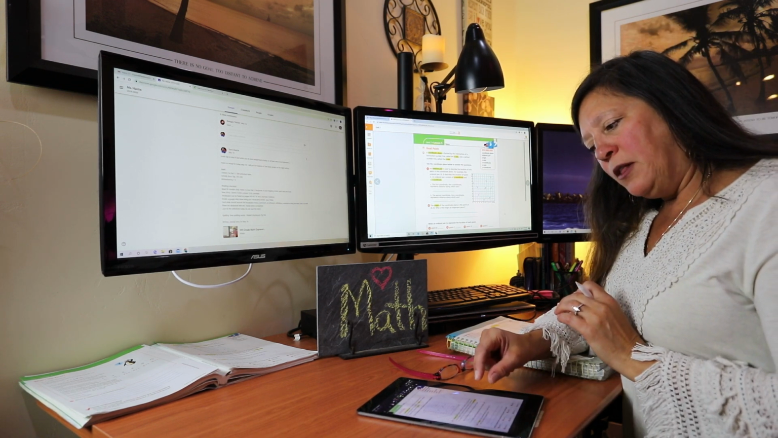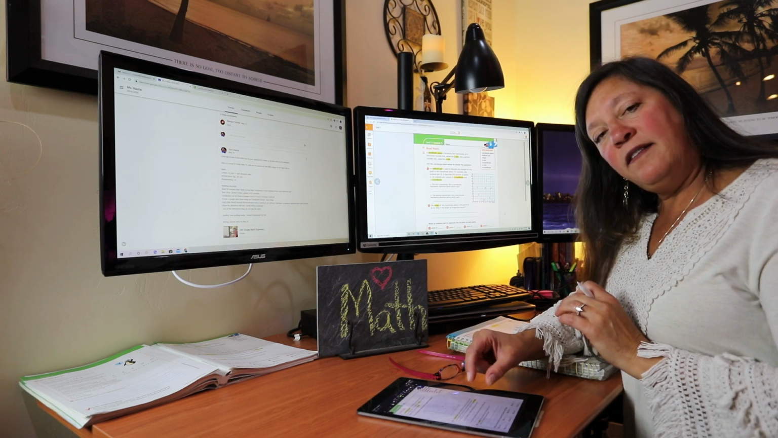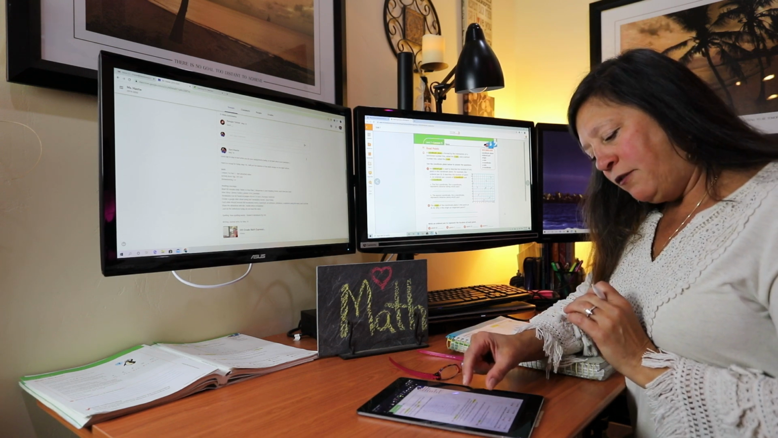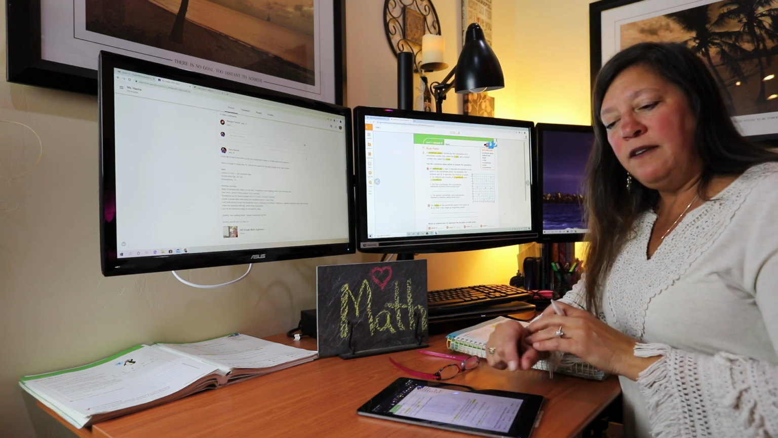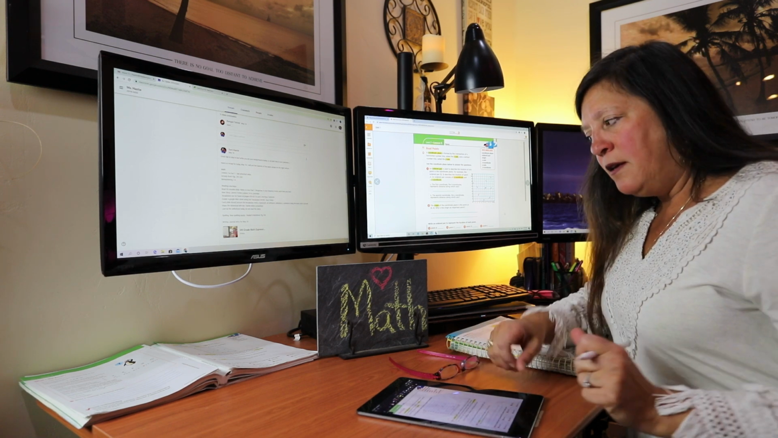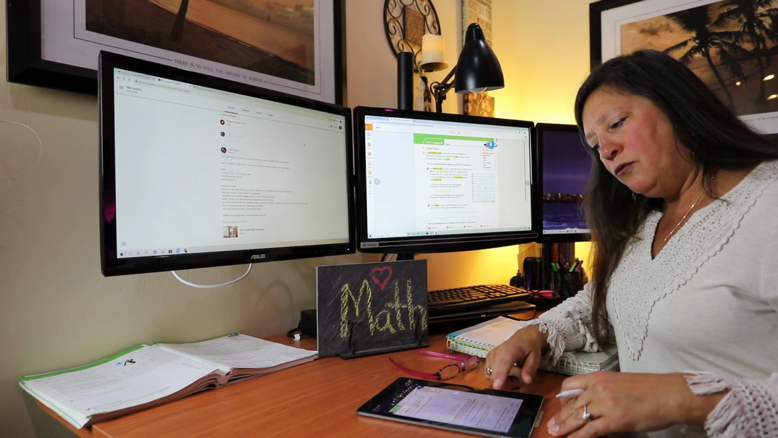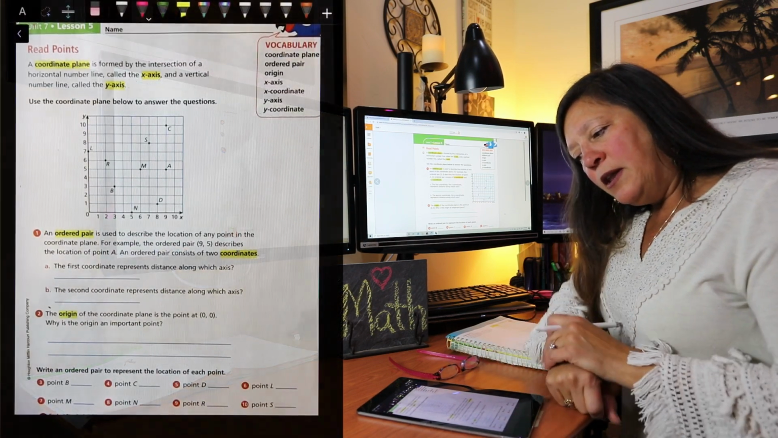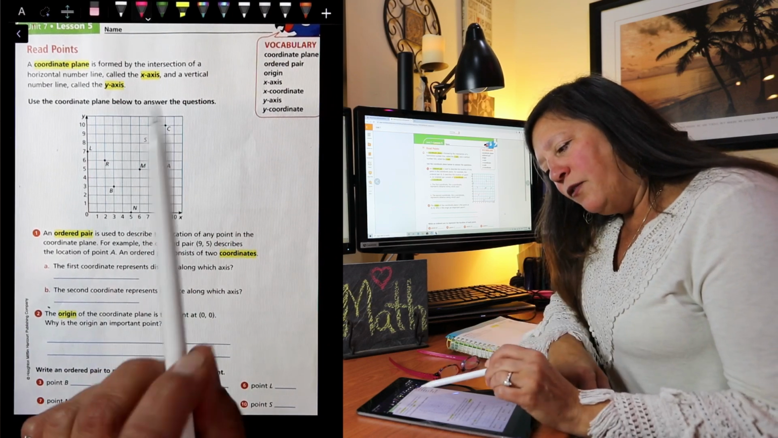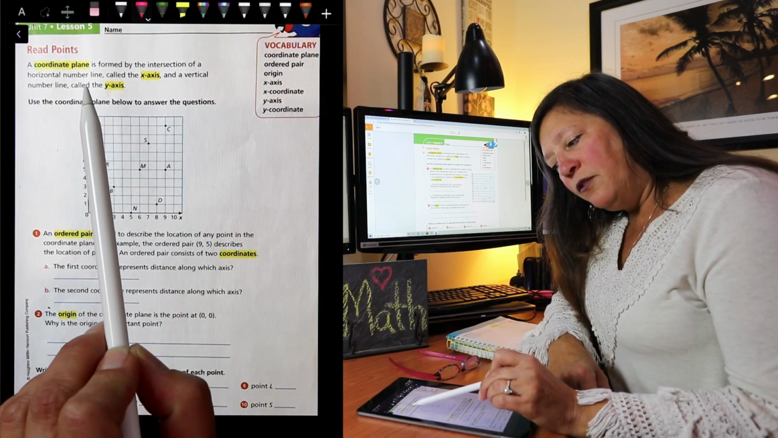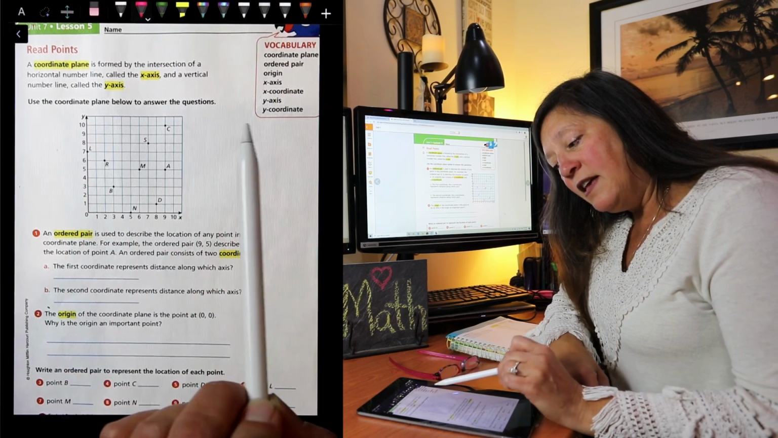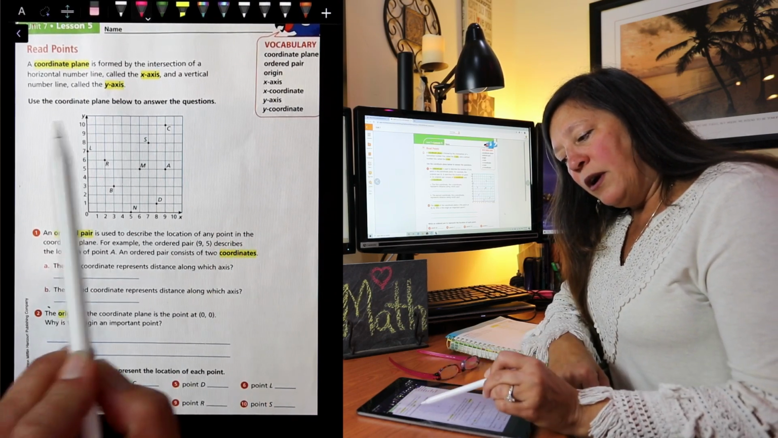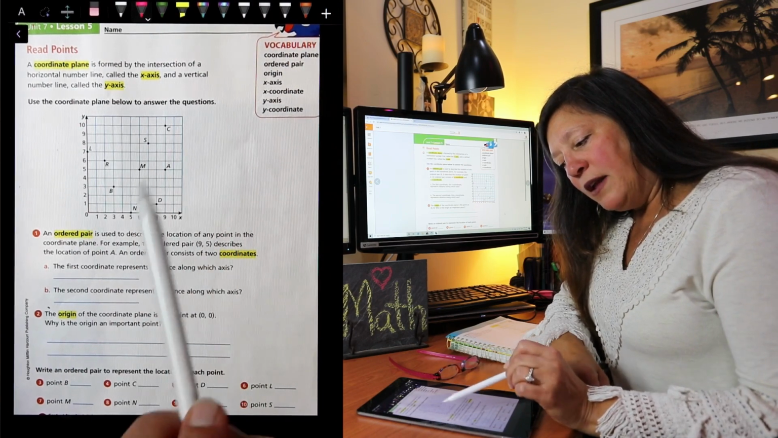Okay, so we're going to be learning about coordinate plane, y-axes, x-axes, ordered pairs. Let's go ahead and start on page 295 in your activity book. So please go ahead and turn to that and read along with me. Okay, reading points. A coordinate plane is formed by the intersection of a horizontal number line, called the x-axis, and a vertical number line, called the y-axis. We're going to use the coordinate plane below to answer the questions.